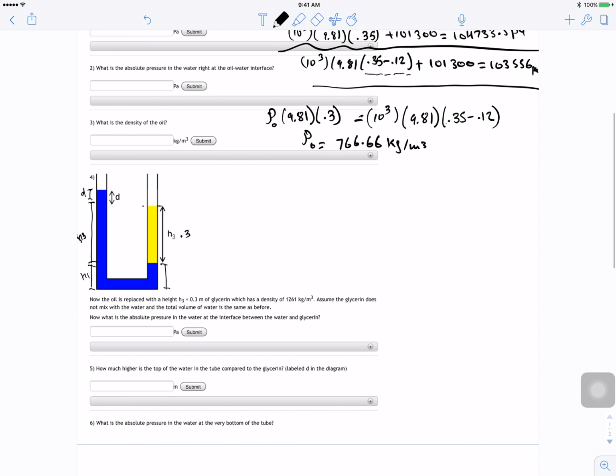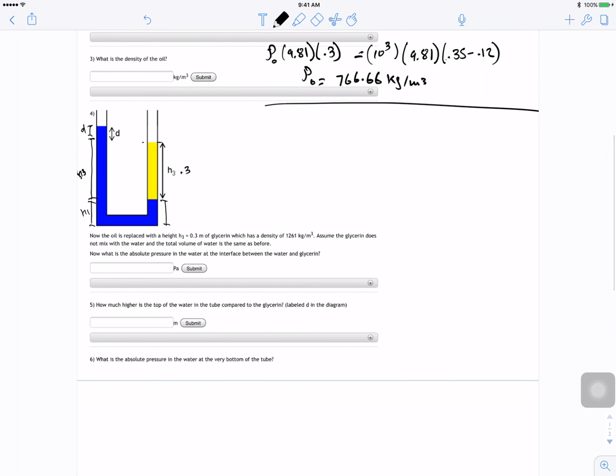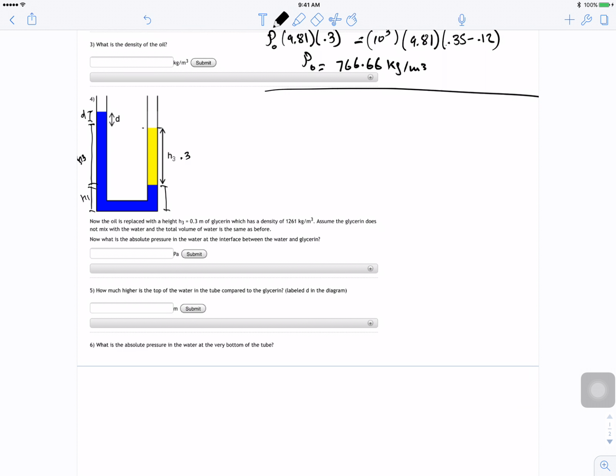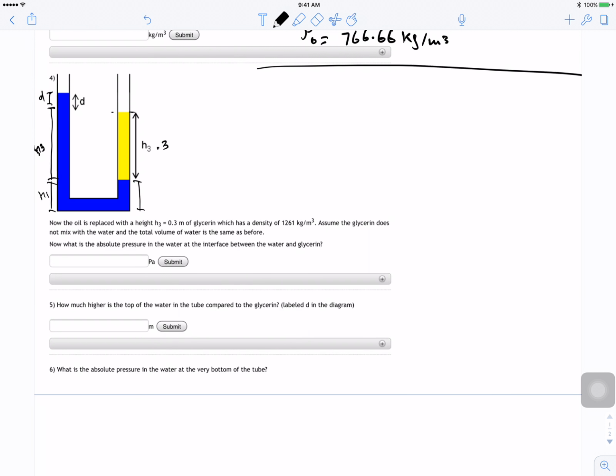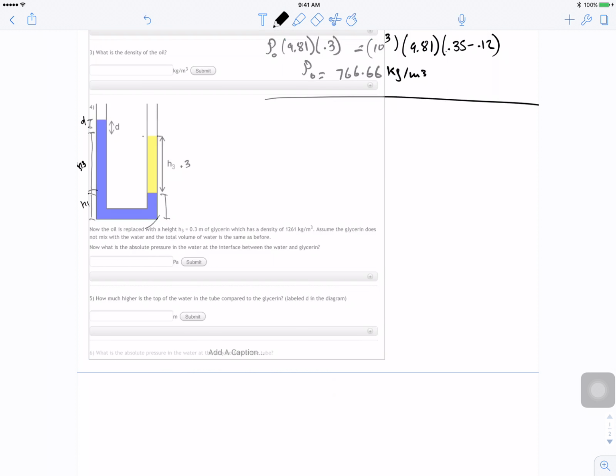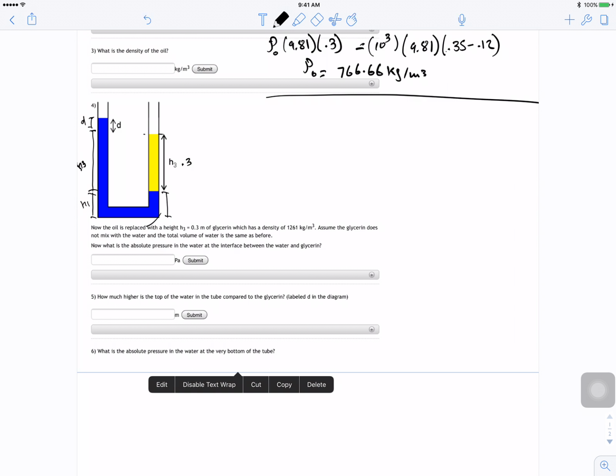Okay, so now going to the next problem. Now they changed the kind of oil, so the density changed, so the heights of the water and the oil are going to change. They told us that the overall dimensions are going to be the same.